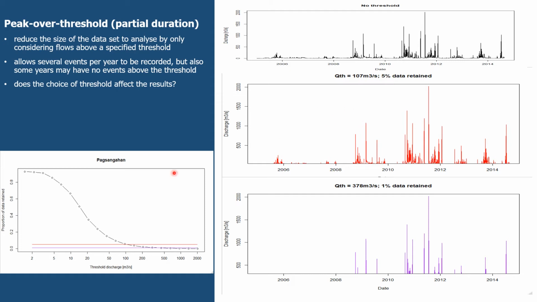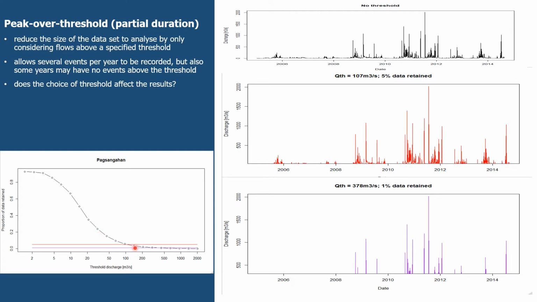We can look at the data in a different way. On the left-hand side, we have proportion of data retained as we increase the threshold discharge. The purple here is the bottom plot. You see how we're only retaining 1% of the data. So there's a lot of data, 99% of the data not being used. The red 5%, we're taking this higher part or higher flow part of the data set, and we're ignoring all of this. If we have no threshold, we've got all of these data in here, which are not telling us anything really about flooding and flood risk.